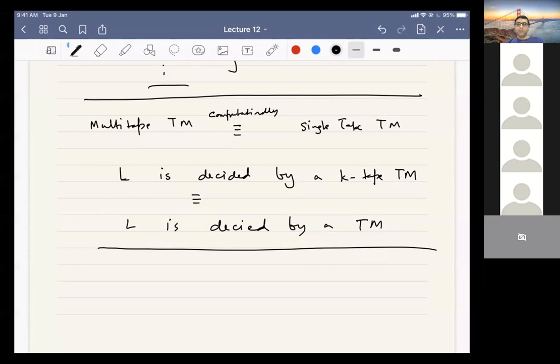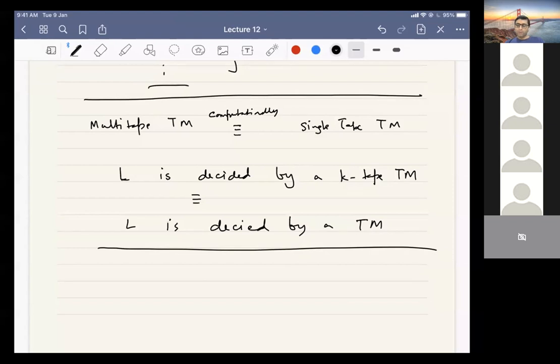A language that can be decided by a single-tape Turing machine can also be decided by a multi-tape Turing machine. We are not adding any computational power. What we are adding is efficiency. If something is accepted or decided by a multi-tape Turing machine, doing exactly the same thing on a single tape may take more time. Computationally, they are similar. Is this clear?